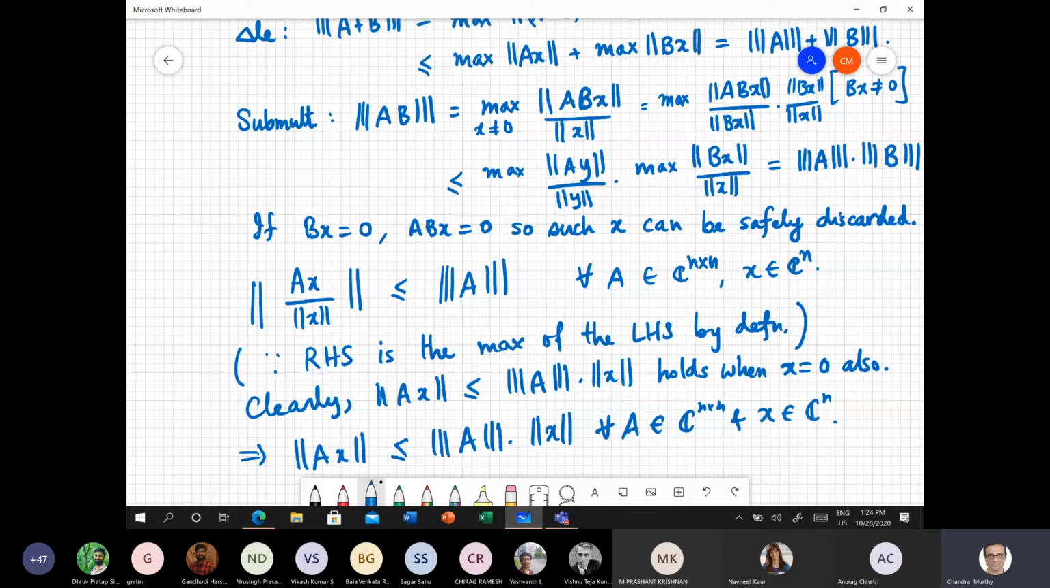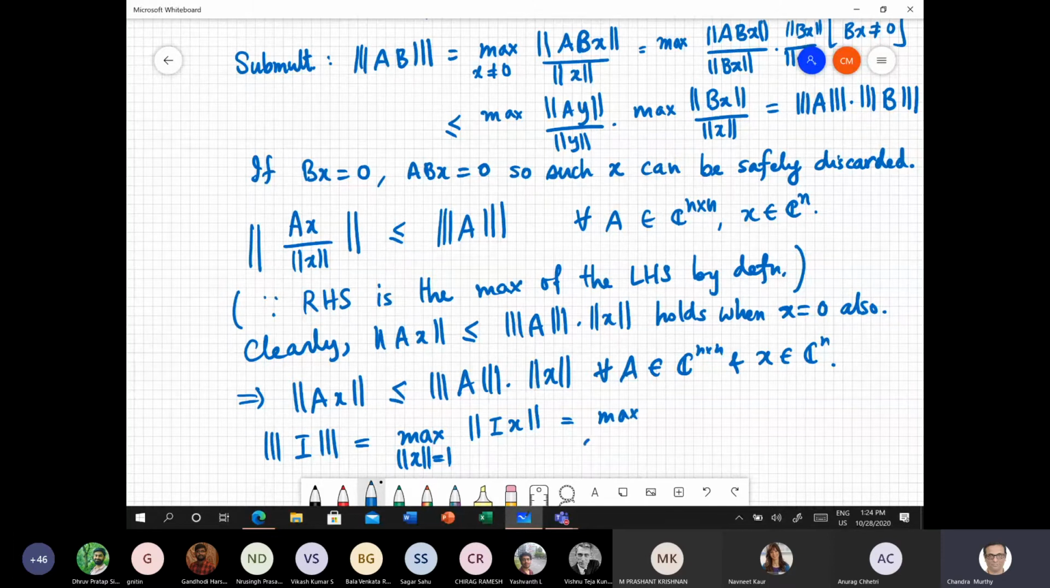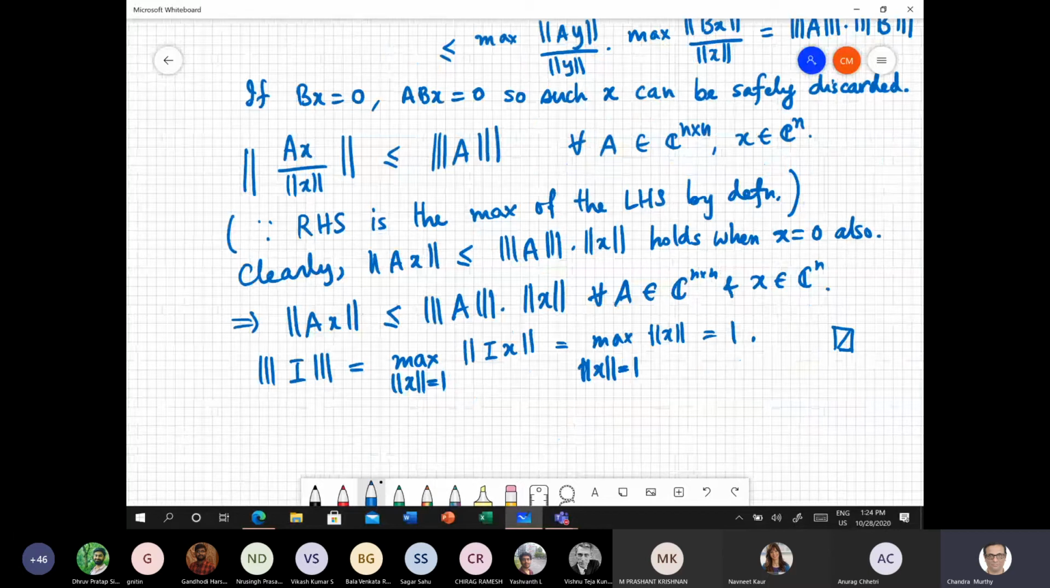Okay. And finally, if I consider the norm of the identity matrix, this is equal to the max over all x such that norm of x equals 1 of the norm of identity times x. But this is just norm of x itself. So the constraint set says you are maximizing over all x such that norm x equals 1 of norm x itself. And so this is equal to 1. So that concludes this proof. Any questions?